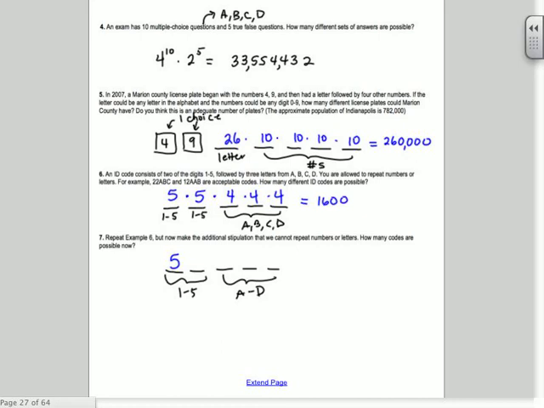Okay, same with the letters. So how many choices do I have to begin with for the letters? 4. But once I select one of the letters, so let's say I pick B, I only have A, C, and D left. So I have 3 choices. Now if I select another letter from that list, like D, now I just have A and C left. So 2. Does that make sense? Okay, so we're going to have 5 times 4 times 4 times 3 times 2. So we get 480.